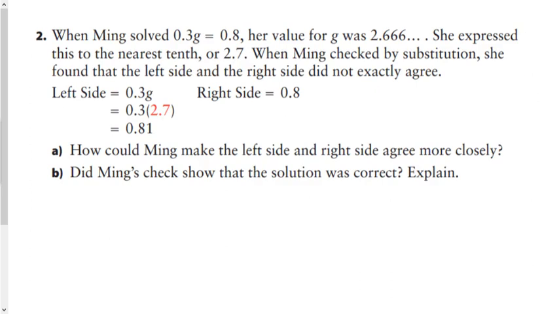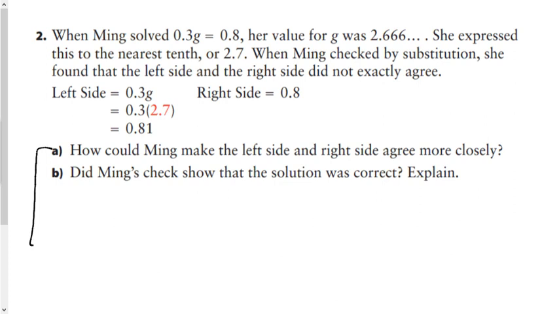Question 2 says, when Ming solved 0.3g, or 3/10 of g, ooh, that's a good way to read it, is equal to 0.8. Her value for g was 2.6 repeating. She expressed this to the nearest tenth, or 2.7. When Ming checked by substitution, she found that the left side and the right side did not exactly agree. How could Ming make the left side and right side agree more closely?